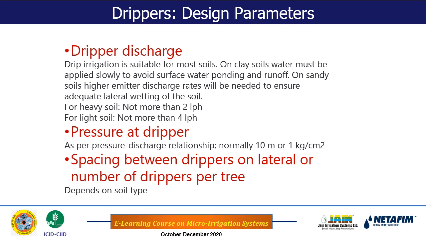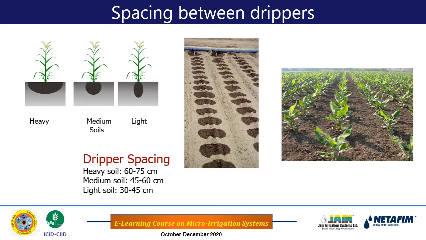The next thing, which I just now described, is the spacing between drippers on laterals, or the number of drippers per tree, which depends primarily on the soil type. But before that, we need to see how the water spreads into the root zone once the water drops through the emitters onto the soil surface. For that, I advise you to concentrate on the figure on the left hand side. Three kinds of soils are shown there: heavy soil, medium soil, and light soil. For each kind of soil, the wetted bulb of soil is shown here.